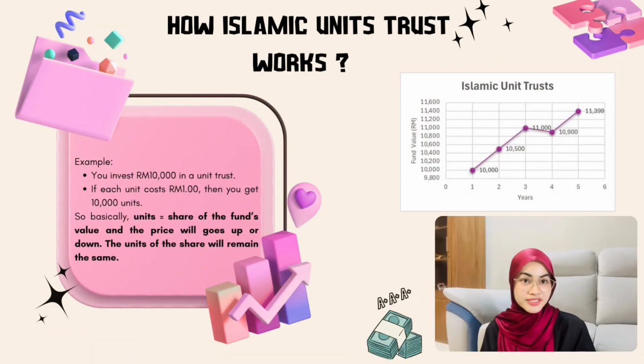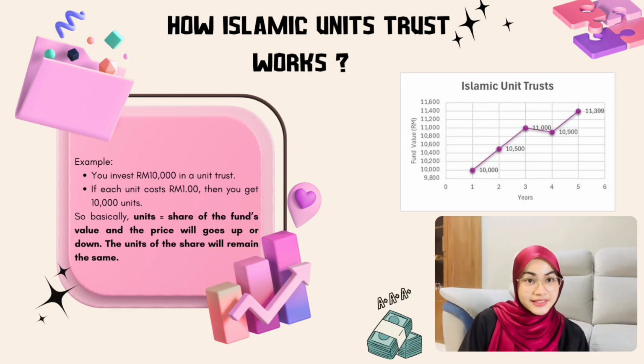Okay, now let's proceed to how Islamic Unit Trust works. I have provided a simple example here. Let's say you invest 10,000 in a unit trust. If each unit costs RM 1, then you will get 10,000 units. If you don't buy any new units or sell the current units you have, then the units will remain the same. Now let's together, you and me, look at the graph I have provided here.